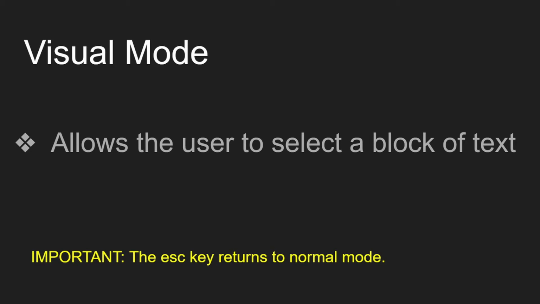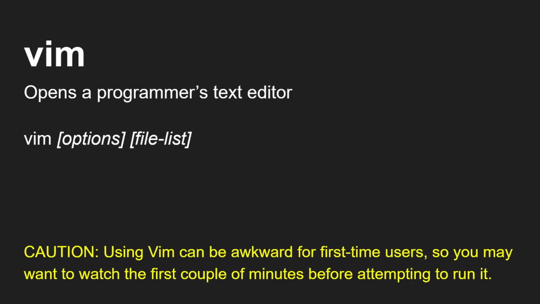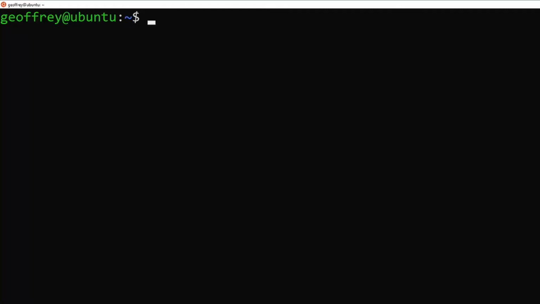Let's see how the Vim command is used. The Vim command runs the Vim text editor, which accepts zero or more option arguments that can be used to modify the command's behavior, and it also accepts zero or more file names to open for editing. Now, before we continue, I should caution you that using Vim can be very awkward at first. So if this is your first time using Vim, you may want to watch the first couple of minutes before attempting to run it. Let's see an example of the Vim command without arguments.